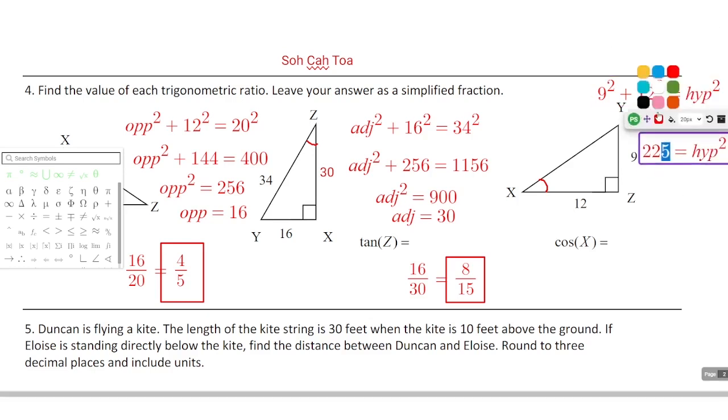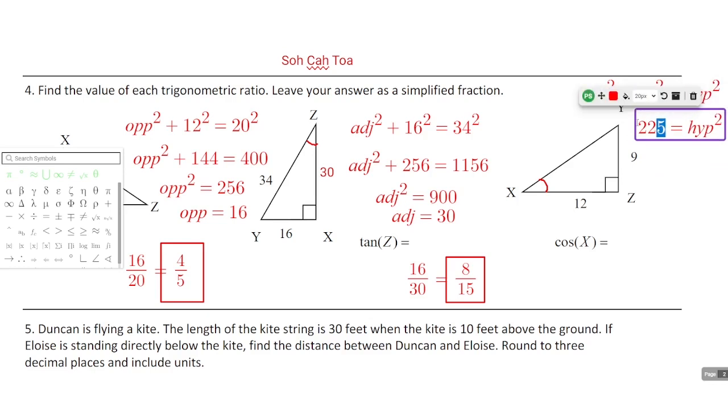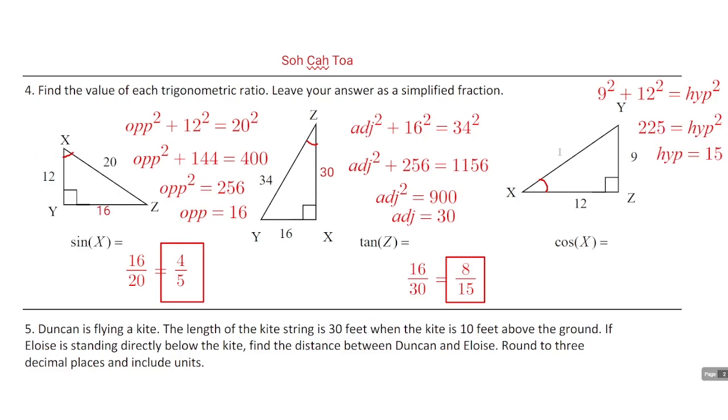And the square root of 225, you might have this one memorized too. But if not, feel free to put it in the calculator. Square root of 225 is going to be 15, and so that's going to be our hypotenuse. Go ahead and label the triangle over here, 15.